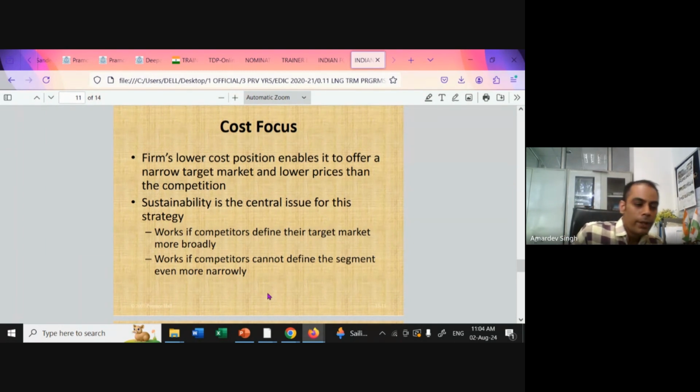Second thing is that the other company, your competitor, has already tried going down to the level of customer segmentation. No further minute segmentation is possible. But you, being housed in that area, are able to cater to that micro segment also, which others are not able to serve. So this is cost focus. That's it. You are providing at a low cost to a narrow target market segment.